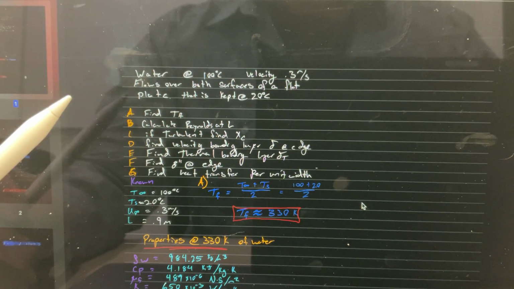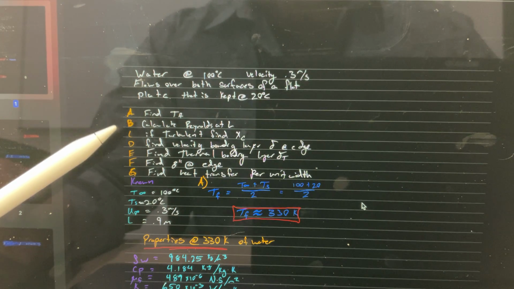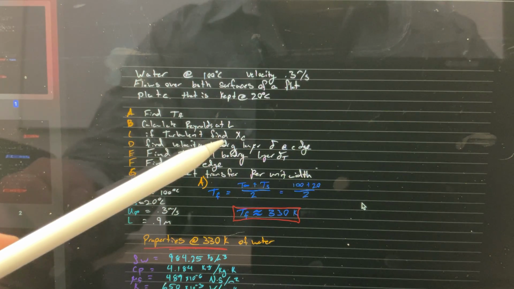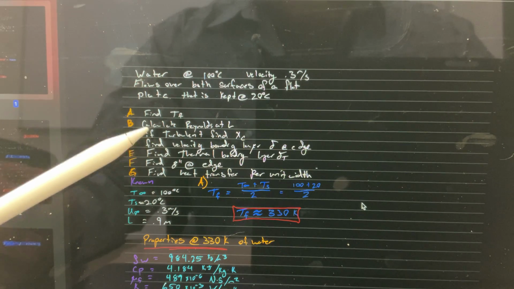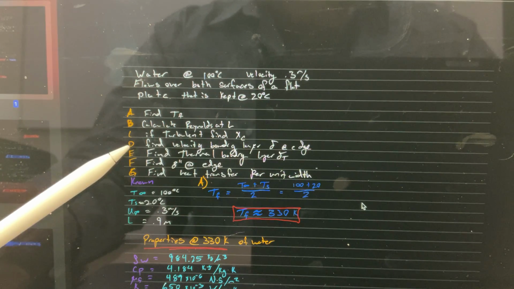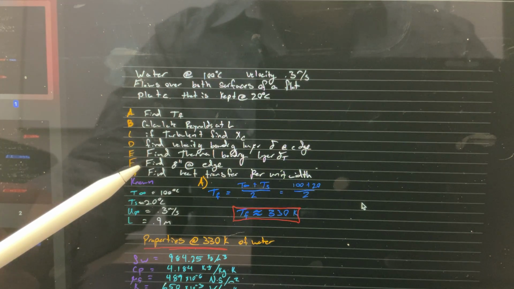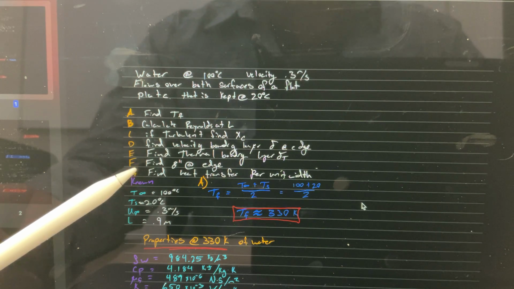So we were asked to find the film temperature, the Reynolds number at the end of the plate, L, and if it was turbulent, find the X critical value, find the velocity boundary layer at the edge, find the thermal boundary layer, delta T, find the flux at the edge, and the heat transfer per unit length.